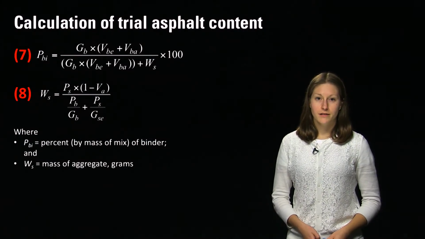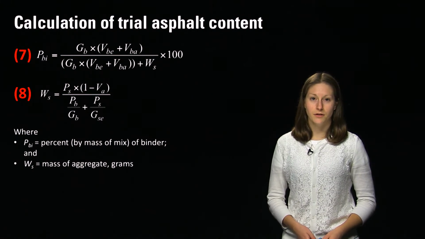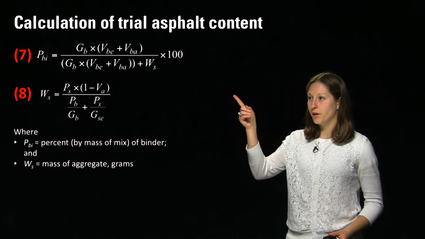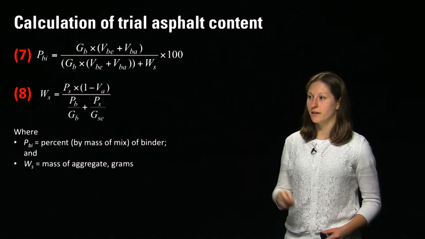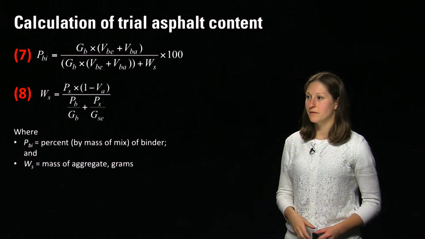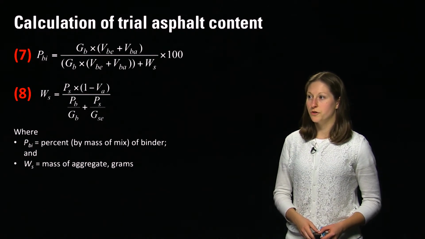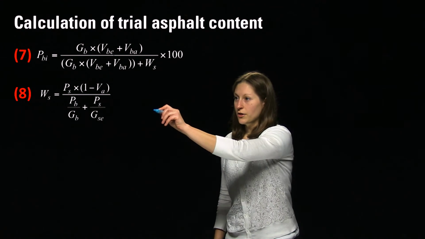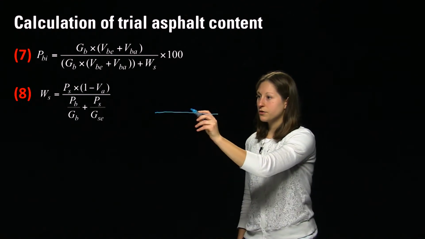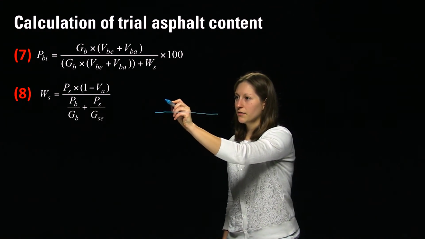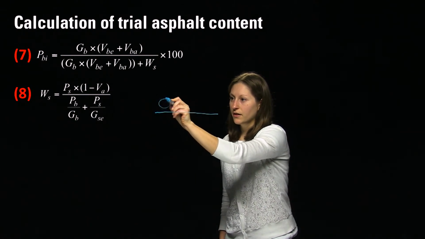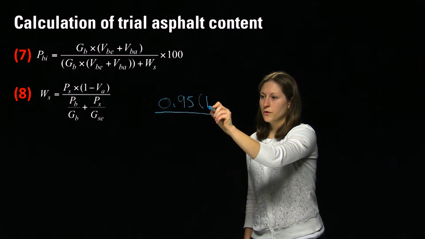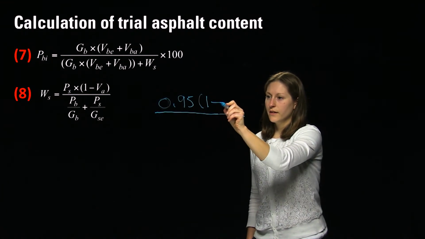Now we are ready to estimate our trial asphalt content, Pi, using equation 7. Before we can apply equation 7, we have to calculate Ws, which is our mass of aggregate in grams. We'll do this for trial blend 1. For trial blend 1, we're again going to assume that Ps, our mass fraction of aggregate, is 95%, and we'll assume that our air void content is 4%.